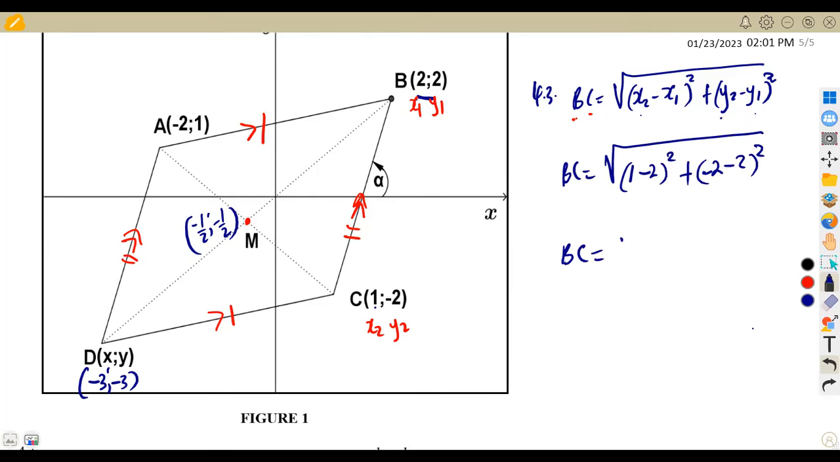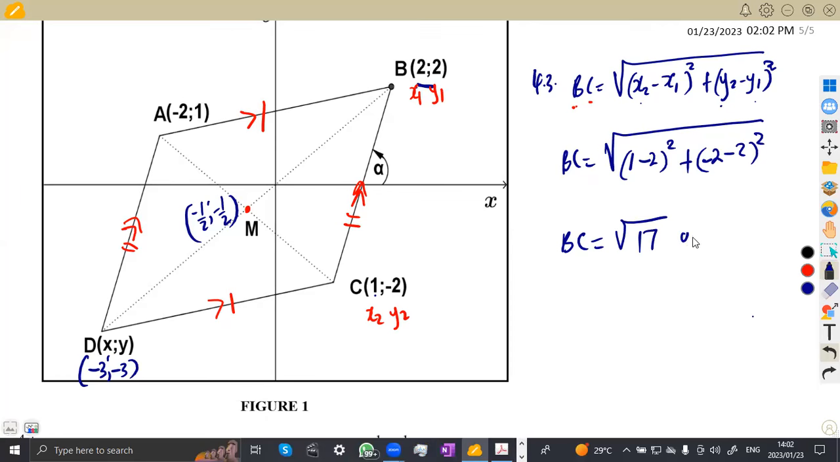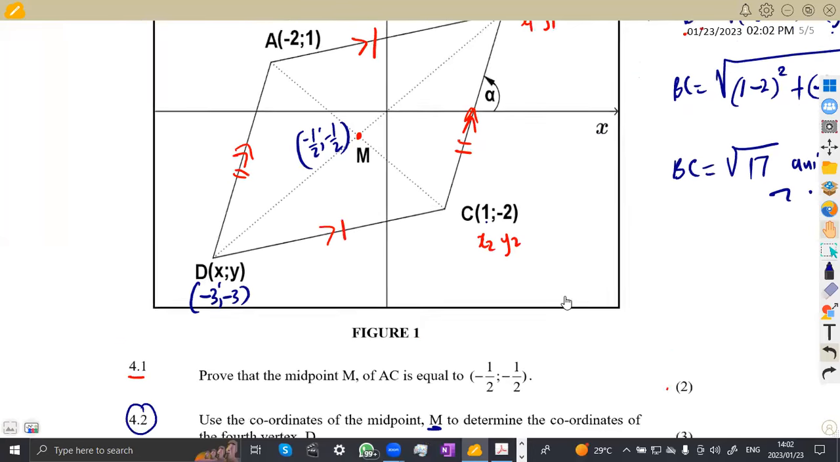So you just leave your answer in surd form, or depending on the values that you're going to have there. Okay, so let's just see. Let me just share the screen so that we can see our calculator here. All right, so let me just enable the calculator. So this is going to be the square root of 1 minus 2 in bracket squared plus another bracket, that's minus 2 in a bracket squared, like this. And this is going to give us the square root of 17. So that's the square root of 17 units. Okay, this is distance, so you leave it as units. So that was your BC.